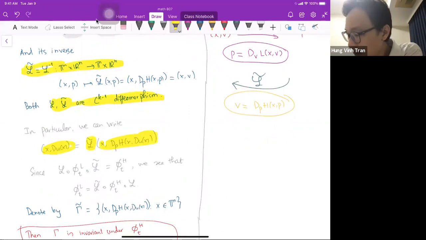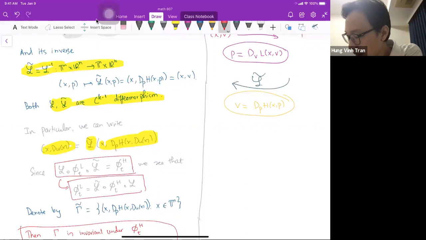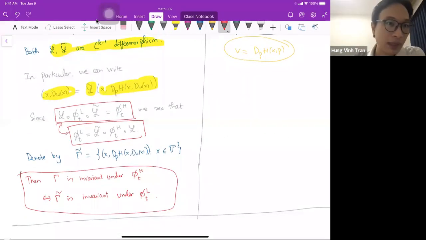And last time we talked about how to go from the Hamiltonian flow to the Lagrangian flow: you just take curly L, compose with V_t^L, compose with curly L tilde. Of course, you can go back in the converse way: you take curly L tilde, compose with V_t^H, compose with curly L, to have V_t^L. So by that, nothing is new here. I'm just repeating myself.